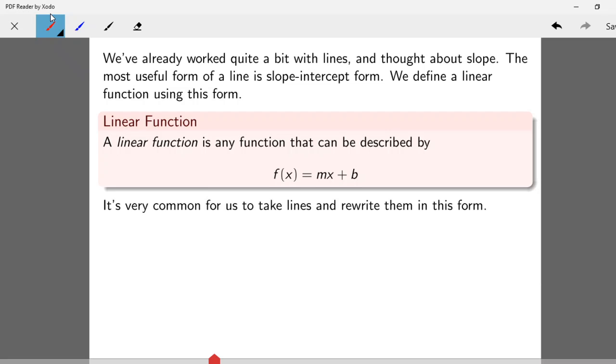So we've done a bit with lines, and we've talked about slope, and it's important because it describes the rate of change of the line, and lines are nothing but rate of change. So we often write them in the form f of x is equal to mx plus b. Indeed, if a function can be written strictly in that form, x to the first power, then it's what's called a linear function. And it's really common for us to take a line and rewrite it into this form.